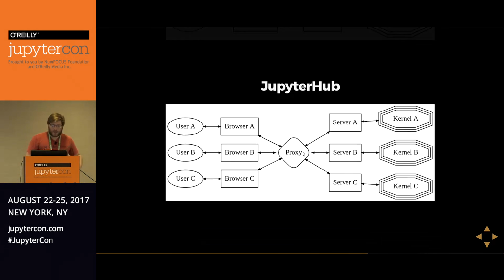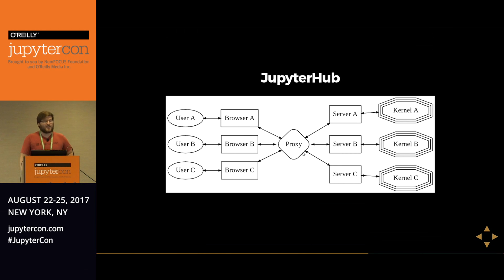kernel. JupyterHub adds another layer to this. Now we don't just have many notebooks and many kernels. We have that whole box taken and replicated many times again. So now we have many users using many browsers, all talking to one proxy, and then that proxy is routing those messages to servers. Servers are routing those messages to kernels, and all those messages make their way back and forth along these hops as many times as we want.